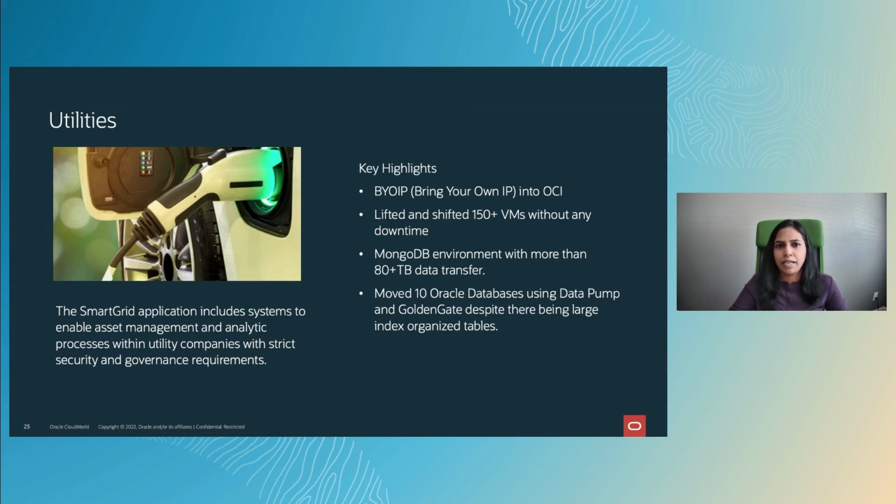Some of the key highlights in this scenario while moving a highly distributed application would be the ability to migrate a large number of VMs, over 150, using automated tooling, as well as migrating 10 plus terabytes of data from MongoDB as well as an Oracle database, improving both the actual migration timelines as well as the performance after it is deployed to OCI.